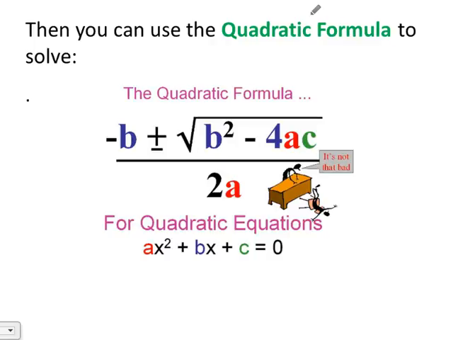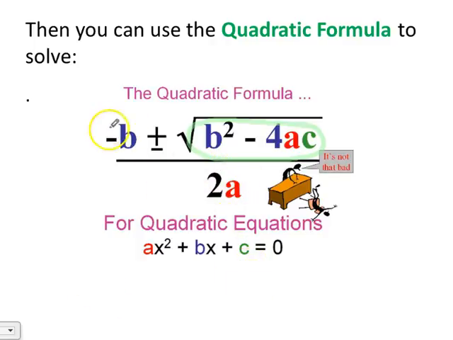So now the last method that I'm going to show you of how you can solve quadratic equations is the quadratic formula. Take a look at the quadratic formula. It says negative b plus or minus the square root of b squared minus 4ac. That should look familiar to you. Everything underneath the square root sign, that's the discriminant, isn't it? So we've already practiced that. And then all over 2a.